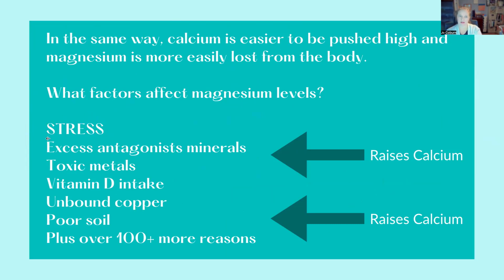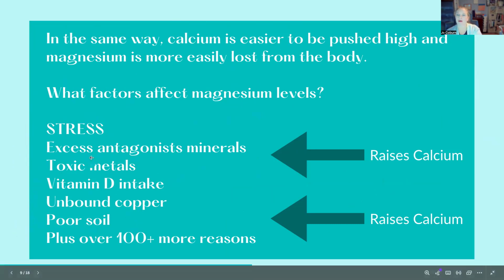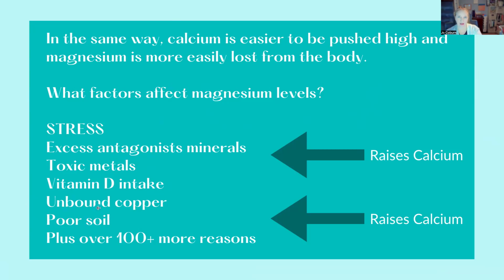Because if they have stress and toxic metals and are taking too much vitamin D and have unbound copper and are eating a poor diet, and that's all raising their calcium levels and pushing the magnesium out anyway.